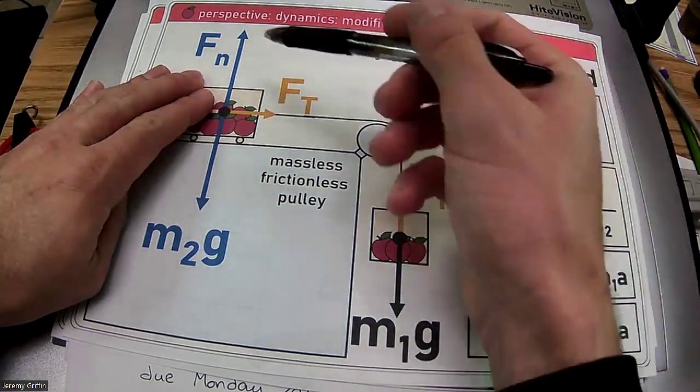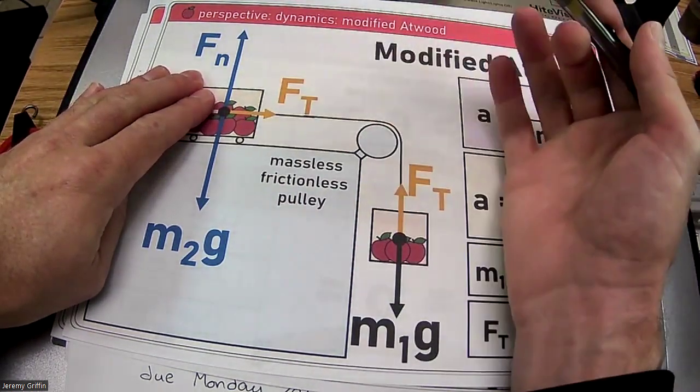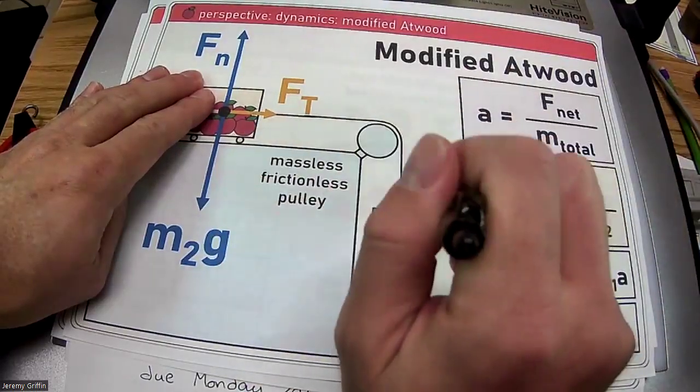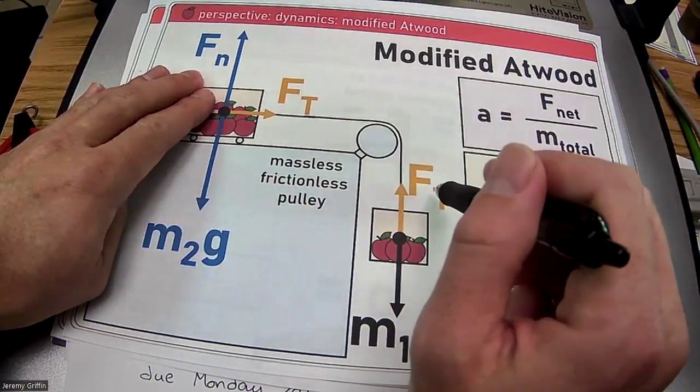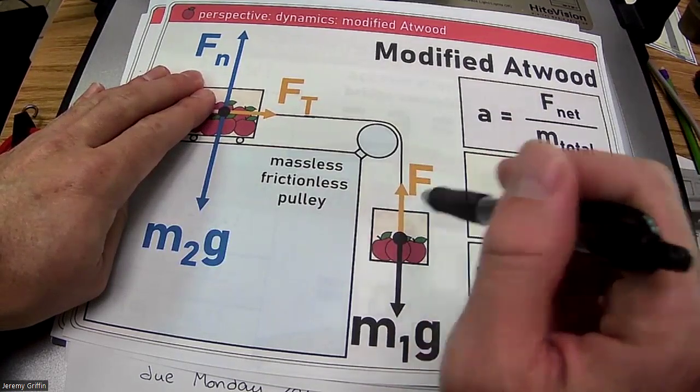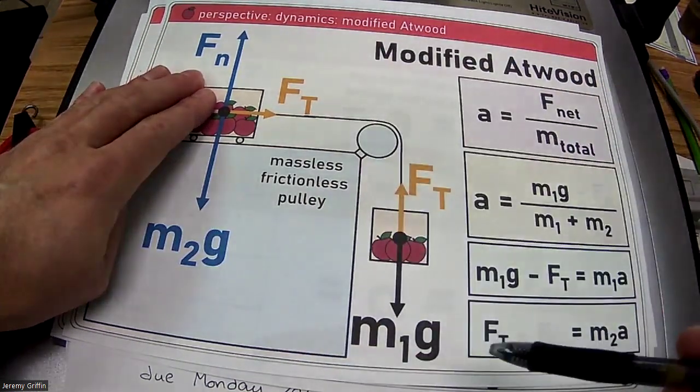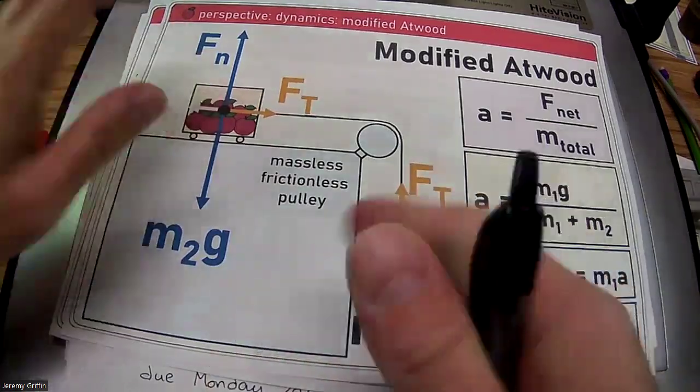All right, so here's what we got. These two blue forces are canceling out, so let's throw those out. This tension force is just internal to the system. It's not an external force to the two-block system. So maybe it's just holding everything together.